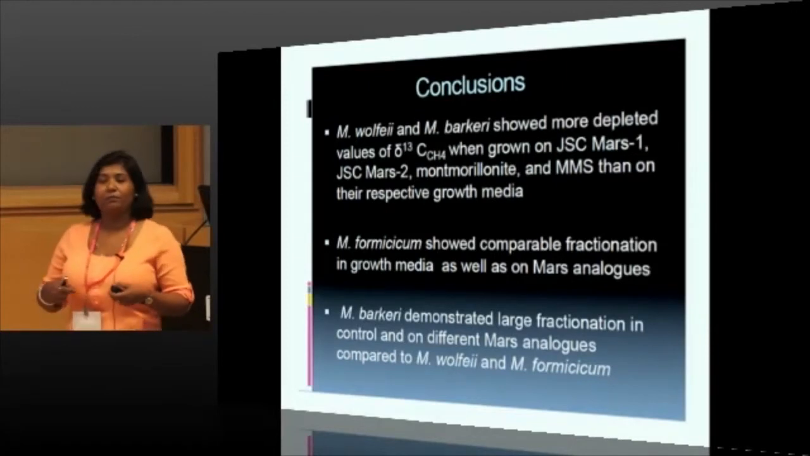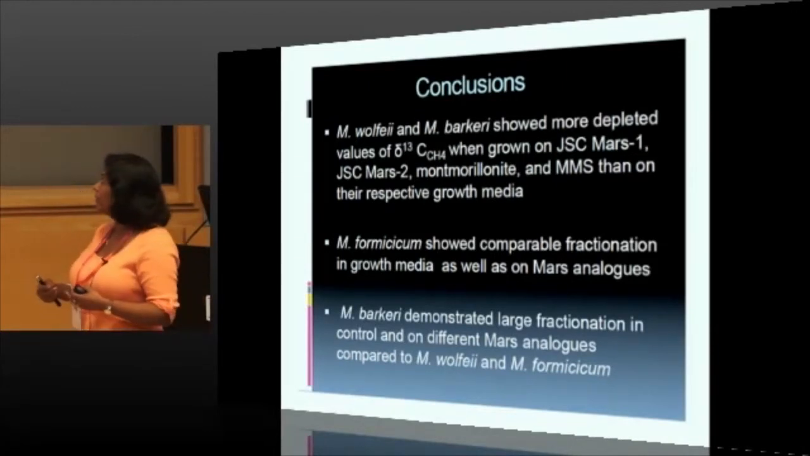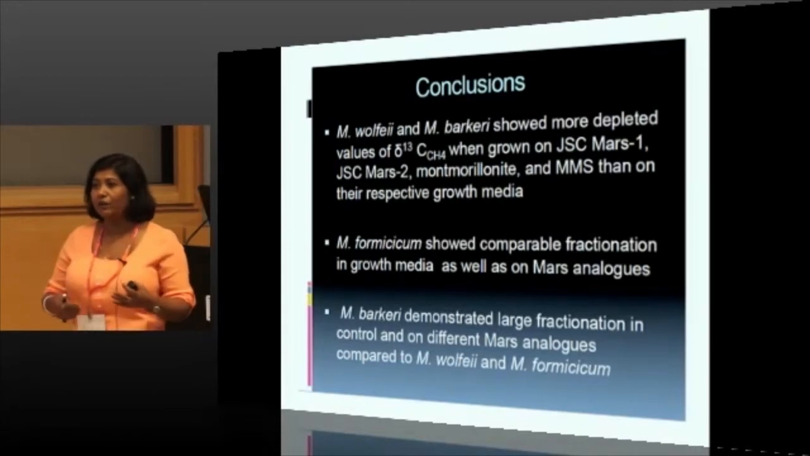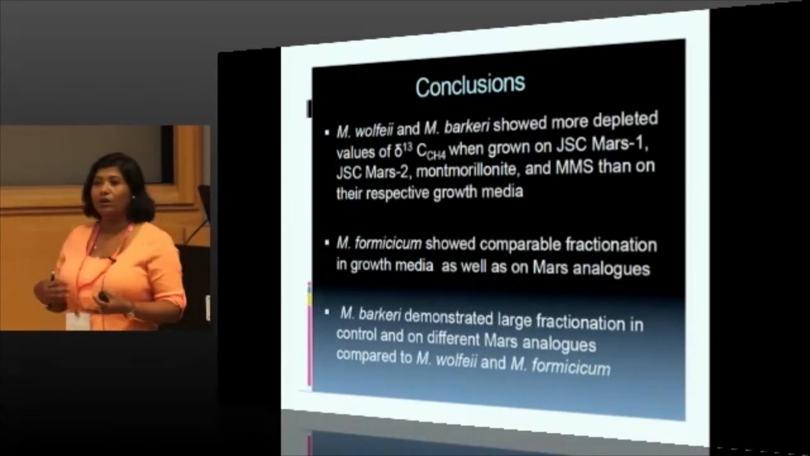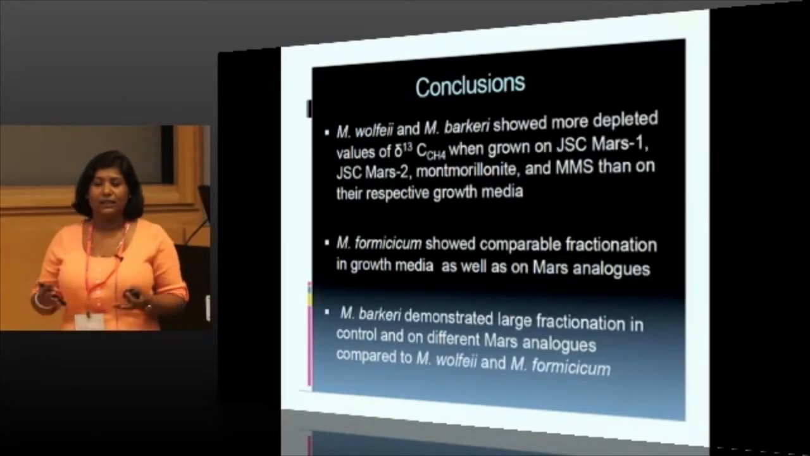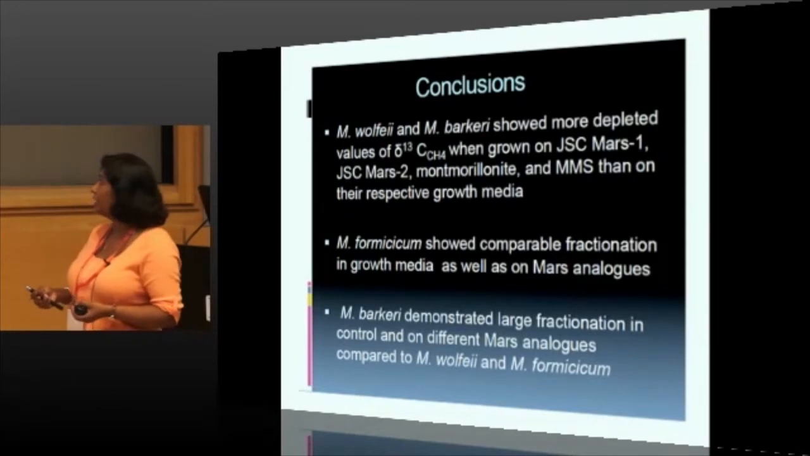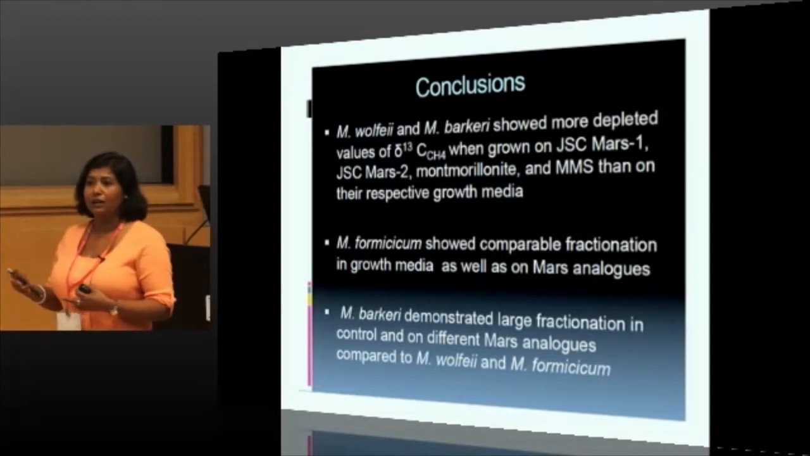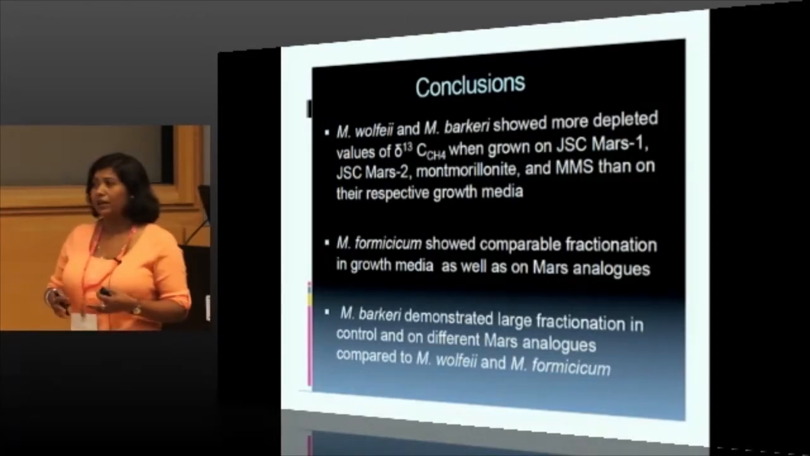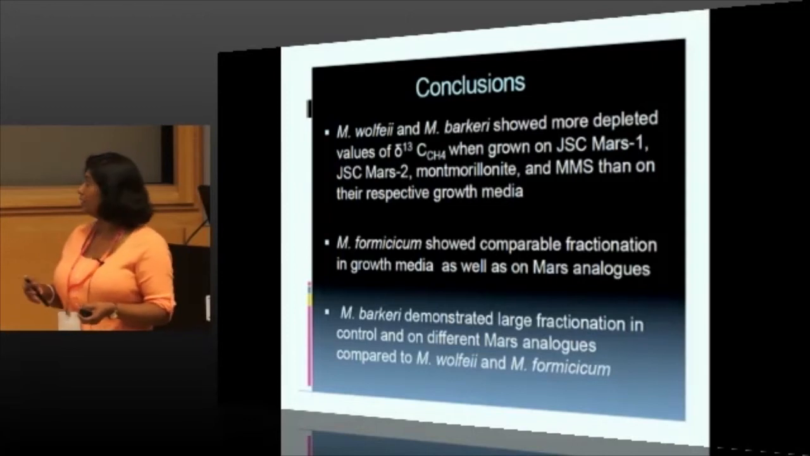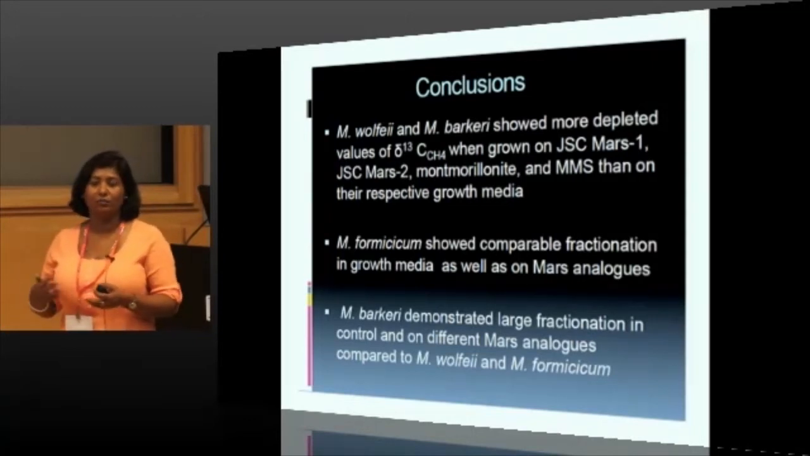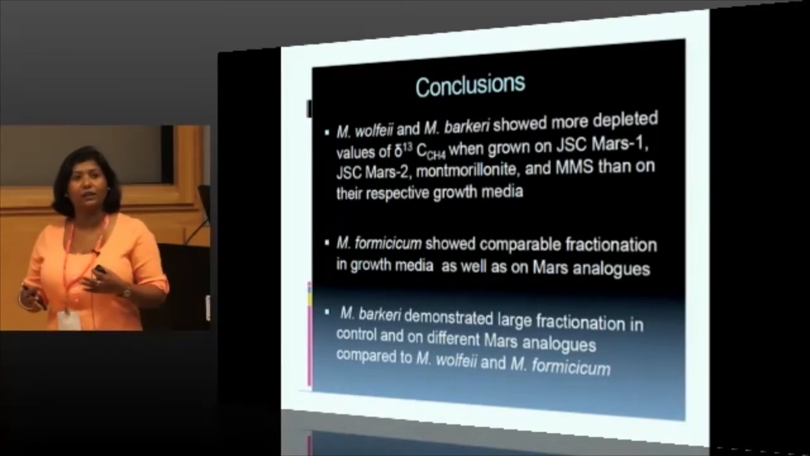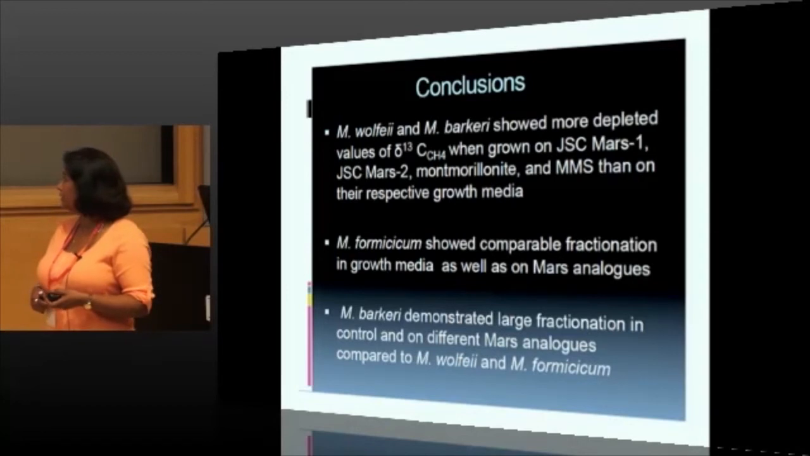So the conclusion of my work is that Wolfii and Barkeri showed more depleted carbon-13 when they were grown on different types of Mars analog, such as JSC Mars 1, JSC Mars 2, Mojave Mars simulant and montmorillonite, in comparison to their respective control, which was our growth media. And Formicicum did not show any significant difference when they were grown in media or on Mars analog, and Barkeri showed more depleted carbon-13 compared to the other two methanogens.